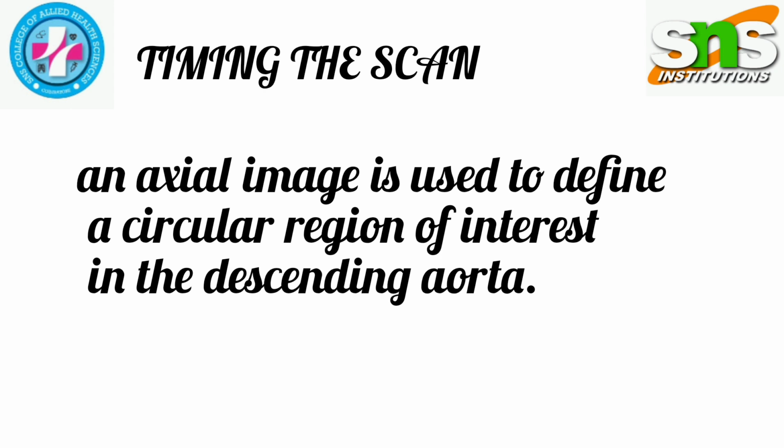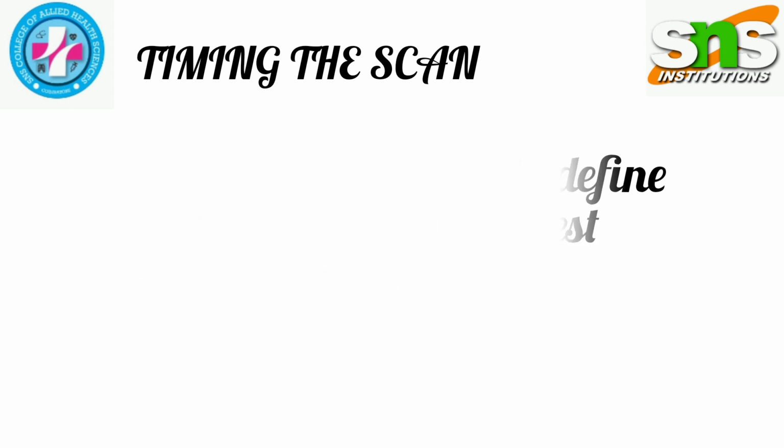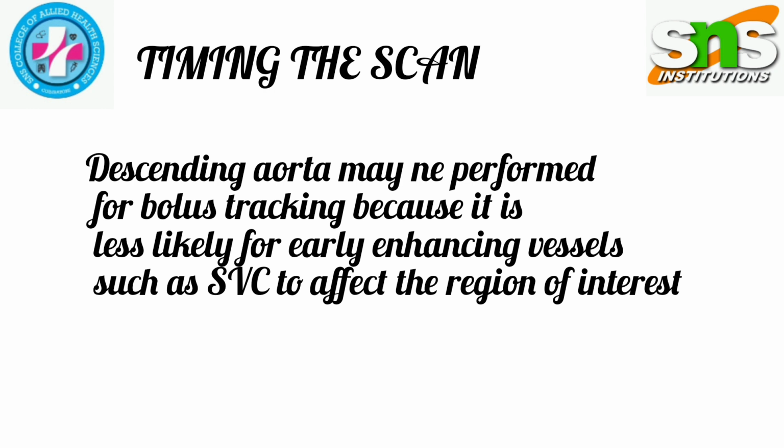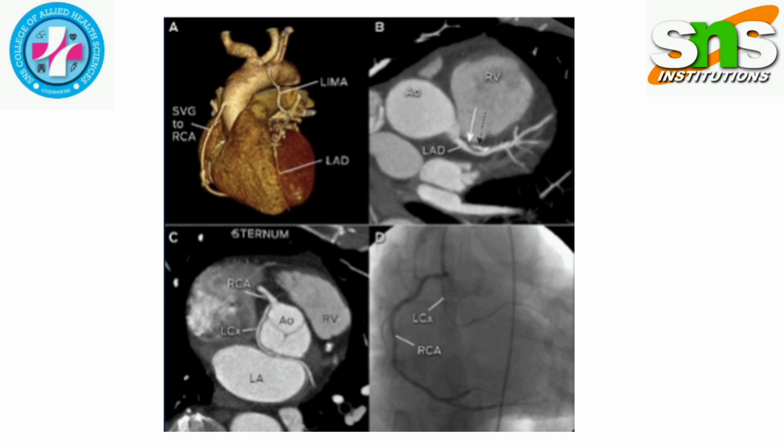Timing the scan: an axial image is used to define a circular region of interest in the descending aorta. The region of interest is subsequently used to track the arrival of the contrast agent bolus to start the helical scan at the threshold of 180 HU. The descending aorta may be used for bolus tracking because it is less likely for early enhancing vessels such as the superior vena cava to affect the region of interest.